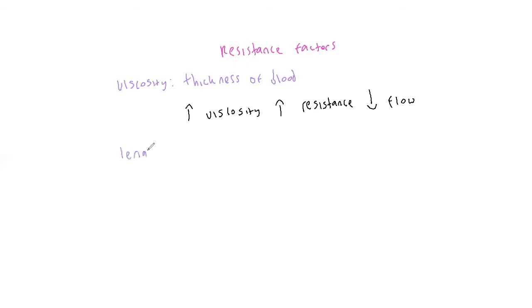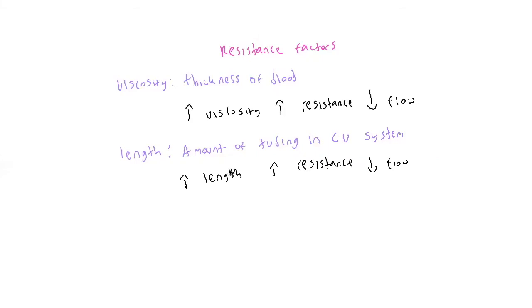Next is length, so the length of all the vessels in the system. I guess it's analogous to square feet, so I'll just put down amount of tubing in the cardiovascular system. If somebody is very tall, they're going to have more vessel length than someone who's very short, and thus they are going to have more resistance against blood flow. So the greater the length, the greater the resistance, and of course, the less the flow.